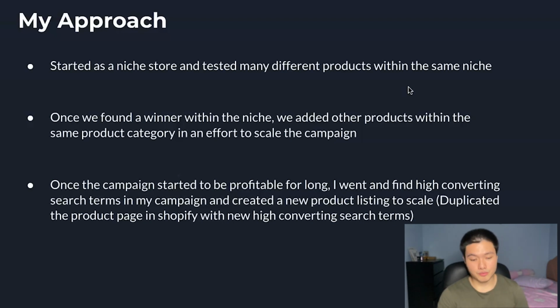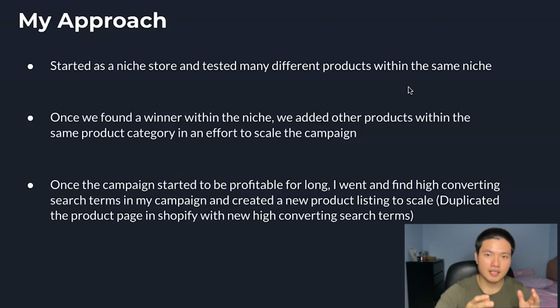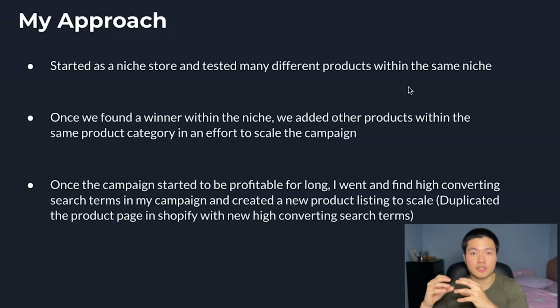But the thing that worked really well for me was, once the campaign had been profitable for a long time, I went and found high converting search terms within my campaign. Once I saw search terms doing really well, like above 2.5 ROAS, I took those search terms and created a new product listing within Shopify with the same exact product, but with those high converting search terms only. This way, when a customer searches for those high converting search terms, my new product listing that I upload into the Google Shopping feed is going to show up for them.